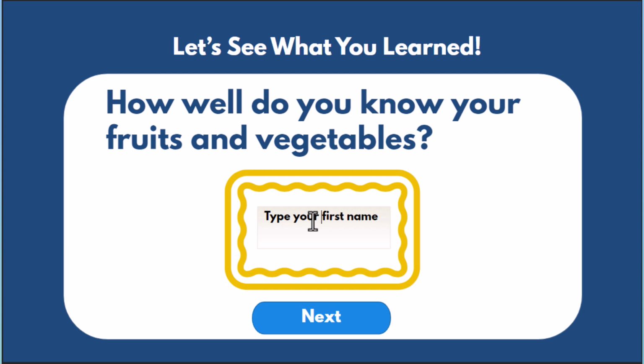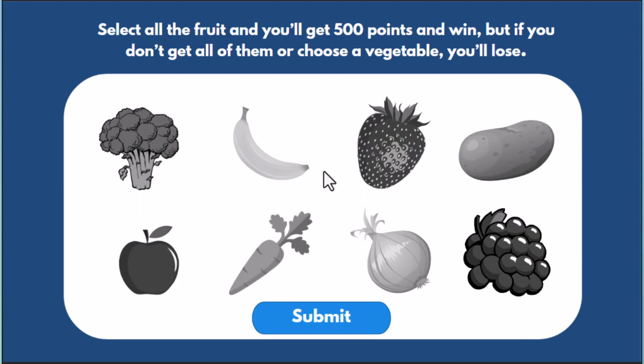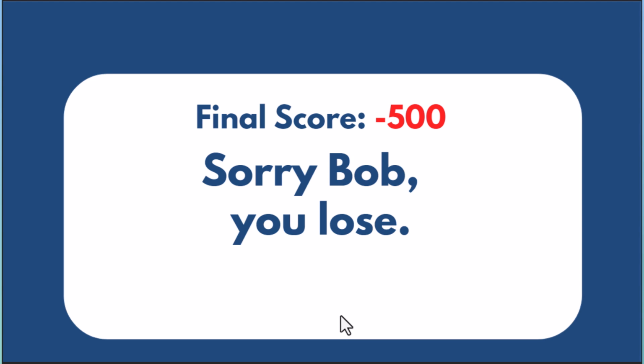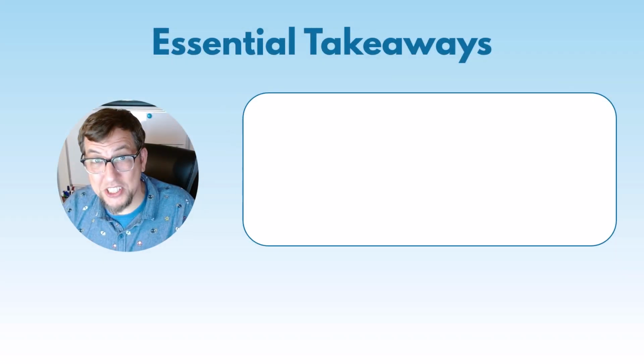Alright, this time I'm going to call myself Bob. Click next. I'm going to click on all the fruits and vegetables. And click next. And this time let's see, there's banana, strawberries, grapes. Maybe I think broccoli was a fruit. Maybe my parents told me that. And I'll click submit. Final score, -500. Sorry, Bob, you lose. Alright, so that is just a little walkthrough. I want you to replicate it the best you can. Good luck on that.